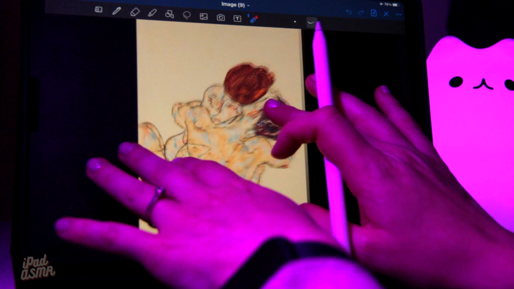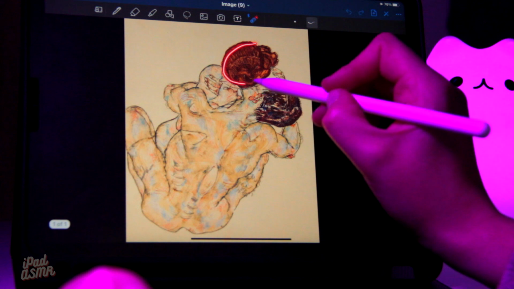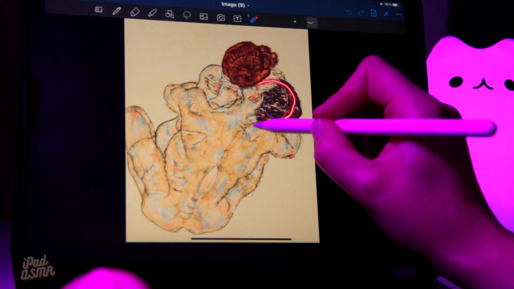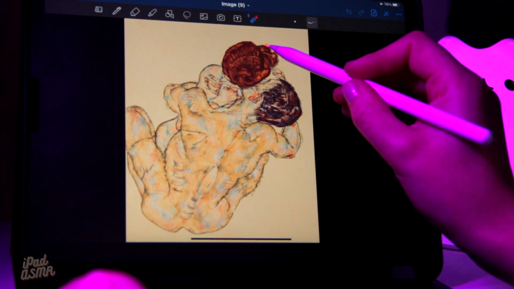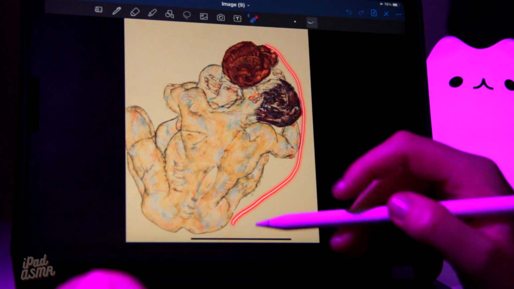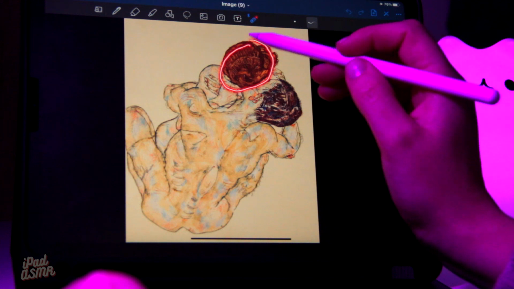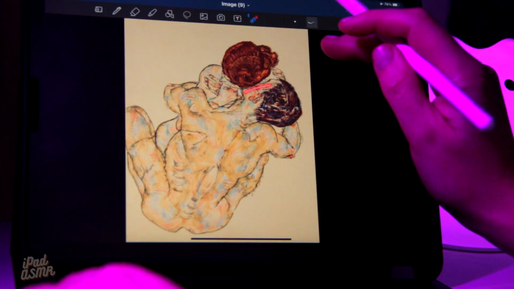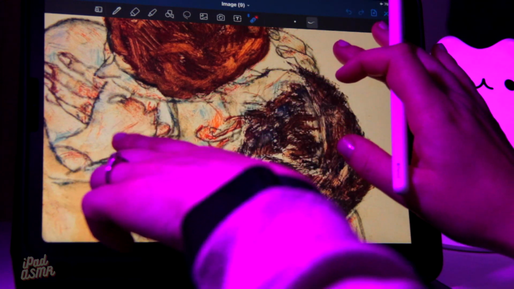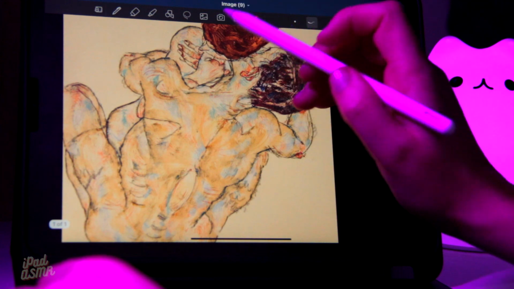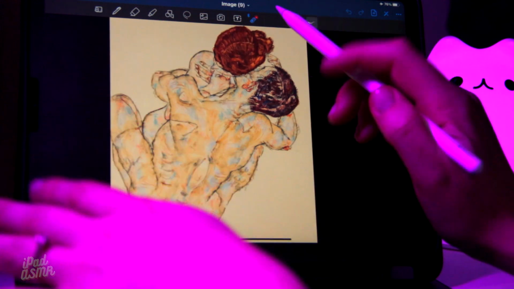So here we see two people. One is a woman and one is a man. They are naked and they appear to be in a very passionate embrace. The woman has her head turned to one side, whilst the man seems to be kissing her neck. They are so heavily intertwined that it looks like they are one person.